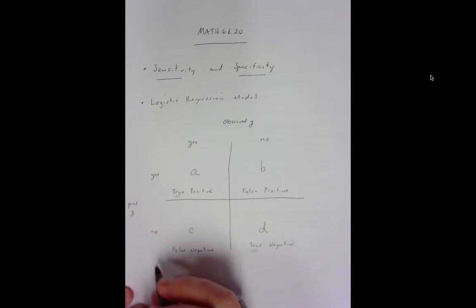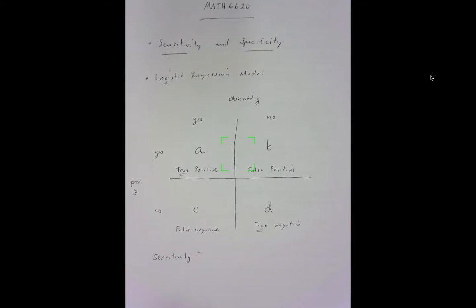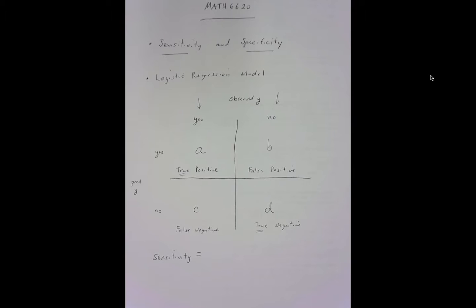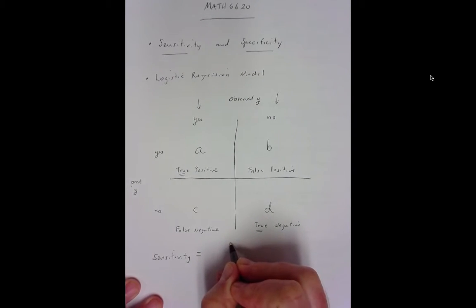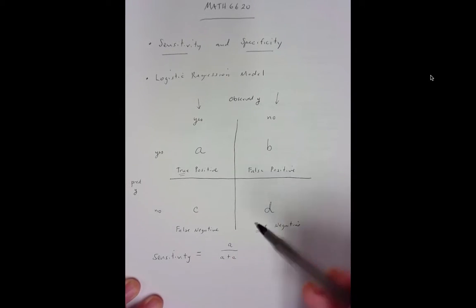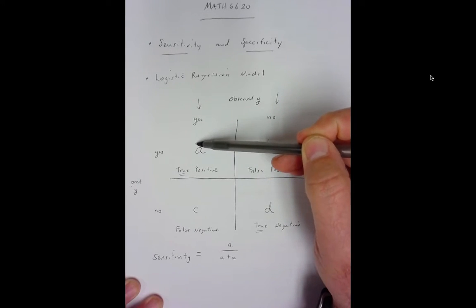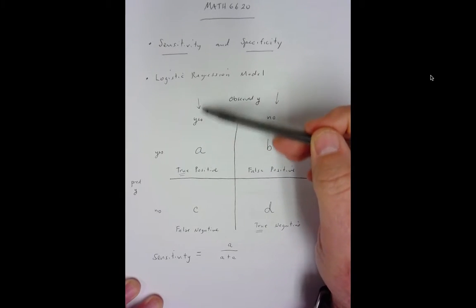Now, we'll get into something called the percentage of accurately classified cases, which gives us an overall diagnostic on these results. But sensitivity and specificity tend to focus on the observed observations that were either true or false, this or that, in this case yes or no. Sensitivity is found by taking A over A plus C. So sensitivity focuses on the observed true values, yes, and looks at the percentage of true positives over the observed y's that were true.